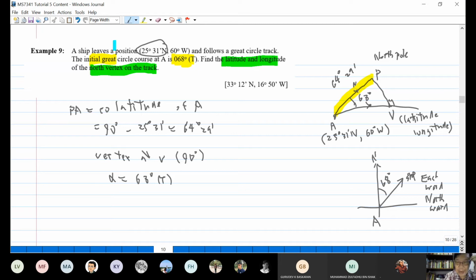Okay, so how do you find the angle V? So, if you draw the sphere again, okay, go to the sphere again. Let's see where it is now.